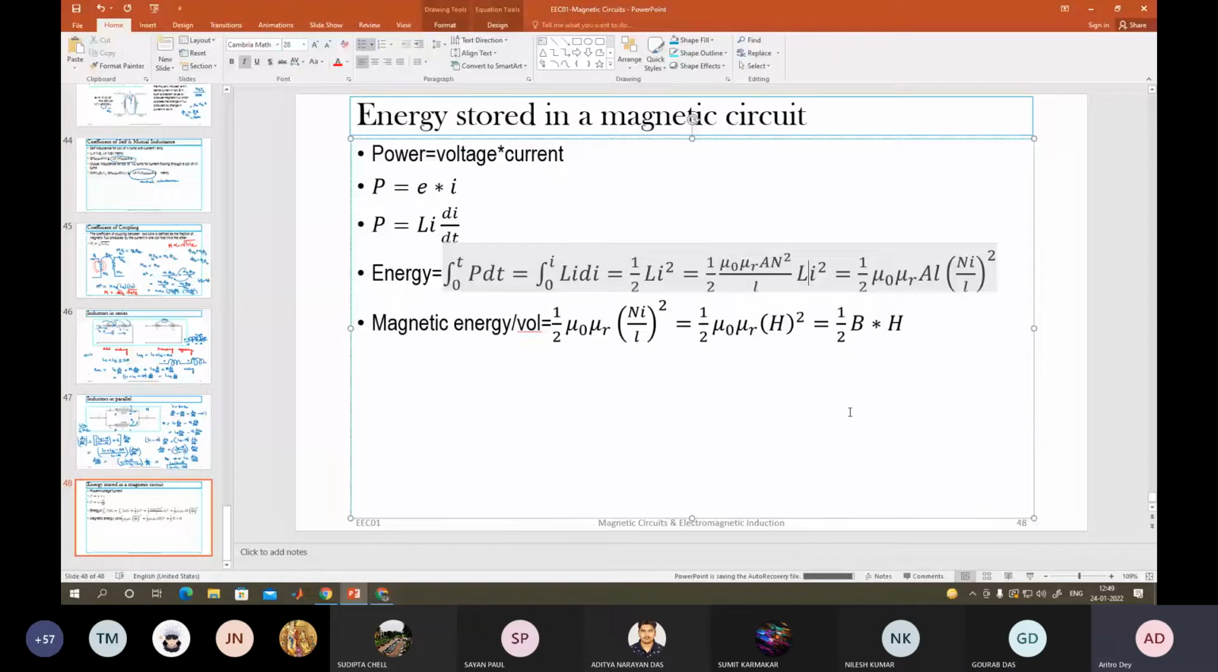So magnetic energy per volume, A into L is the volume of the magnetic material, is equal to half into BH. So we can also show that the area under the BH curve is equal to your magnetic energy.